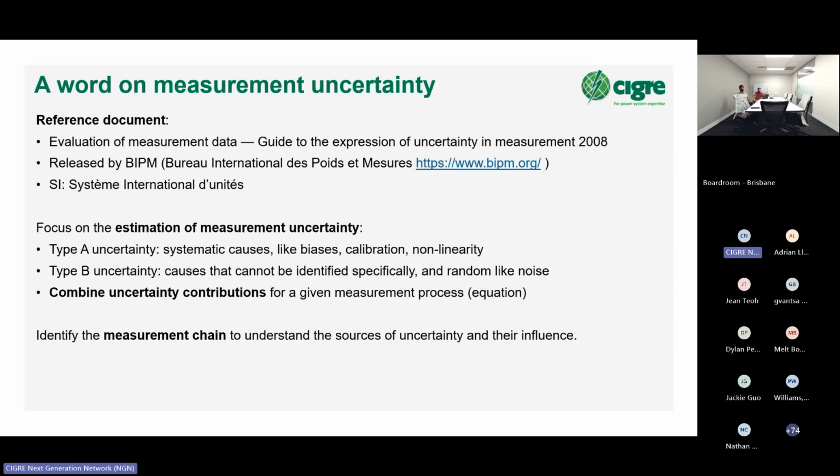Your measurement doesn't. So there are various types of uncertainty: from systematic causes, type A, and from causes that cannot be identified specifically, we call it type B. And all this is explained in this document, the Guide to the Expression of Uncertainty in Measurement. Again, it is a heavy read, but please have a look to understand. And there are also other documents and other resources all over the internet to understand metrology.